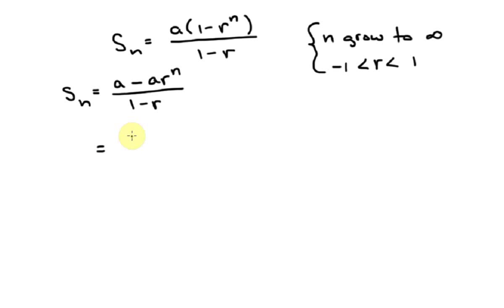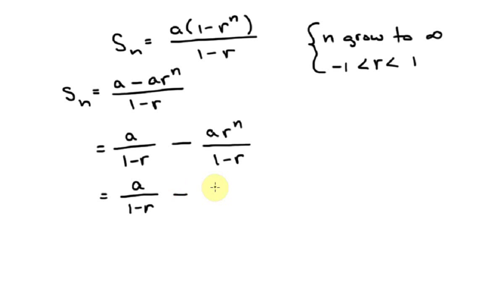Now I'm going to split it up. So I'm going to take this a here, the first term, over the 1 minus r. And then I'm going to go minus, and put all the second stuff on top here: a times r to the n, all over 1 minus r. Okay, now I'm going to rewrite this thing a little bit. I'm going to leave the first part of this alone. That one's pretty basic. Now, what do we got going on over here? I'm going to write this as a over 1 minus r, and then I'm going to times this by r to the n.